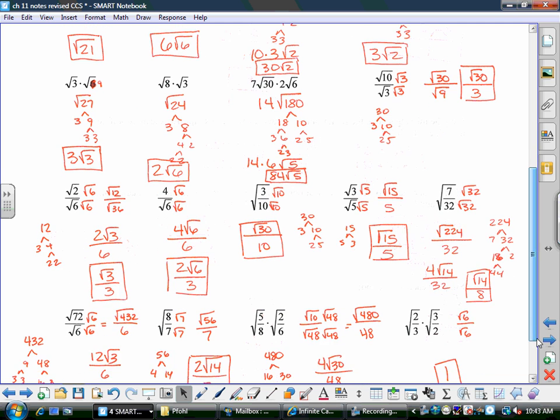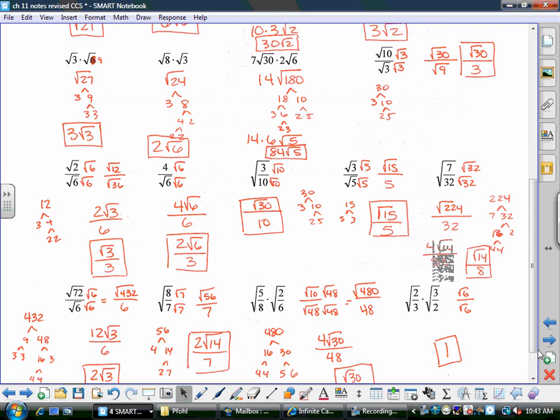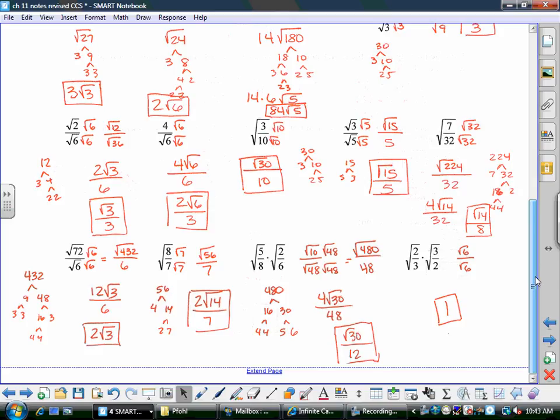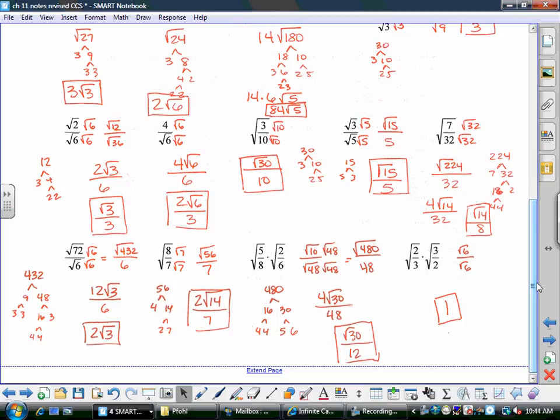In the next row, we've got square root 3 over 3, 2 square root 6 over 3, square root 30 over 10, square root 15 over 5, square root 14 over 8. In the bottom row, 2 square root 3, 2 square root 14 over 7, square root 30 over 12, and 1 whole for the last one.